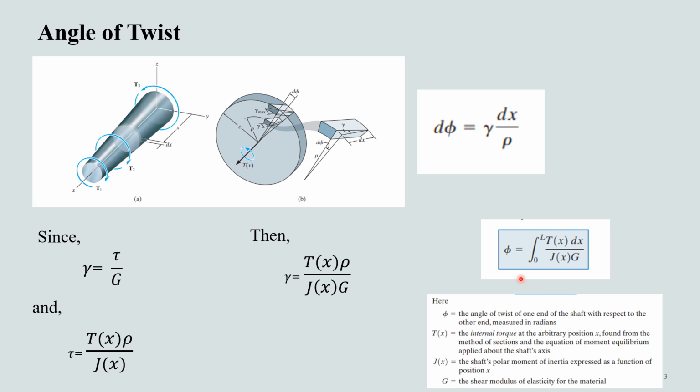The internal torque Tx at the arbitrary position x is found from the method of sections and the equation of moment equilibrium applied about the shaft's axis. Jx is the shaft's polar moment of inertia expressed as a function of position x, and G is the shear modulus of elasticity of the material.